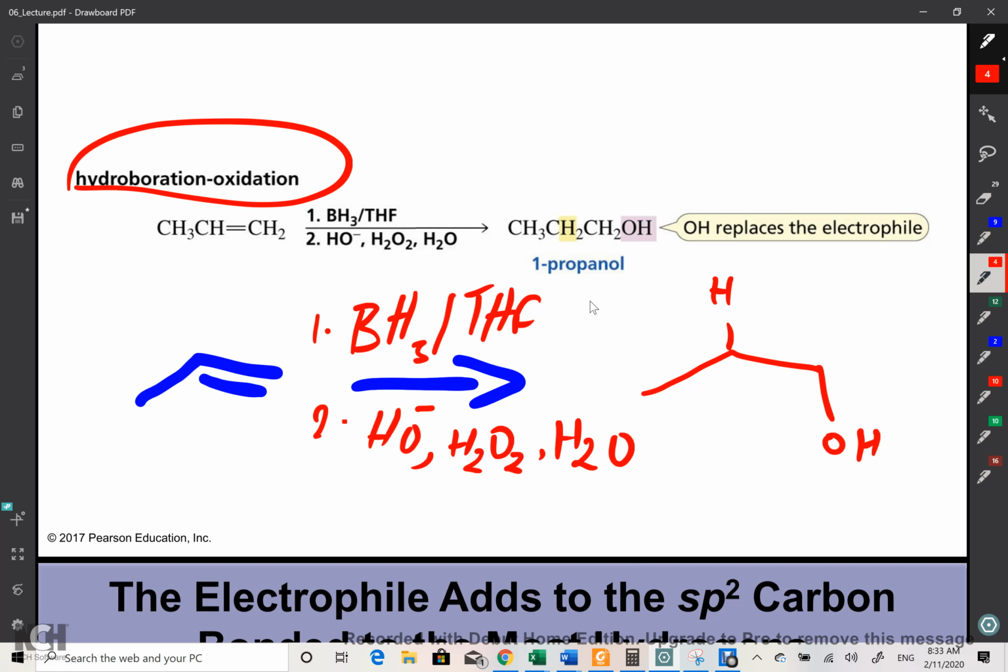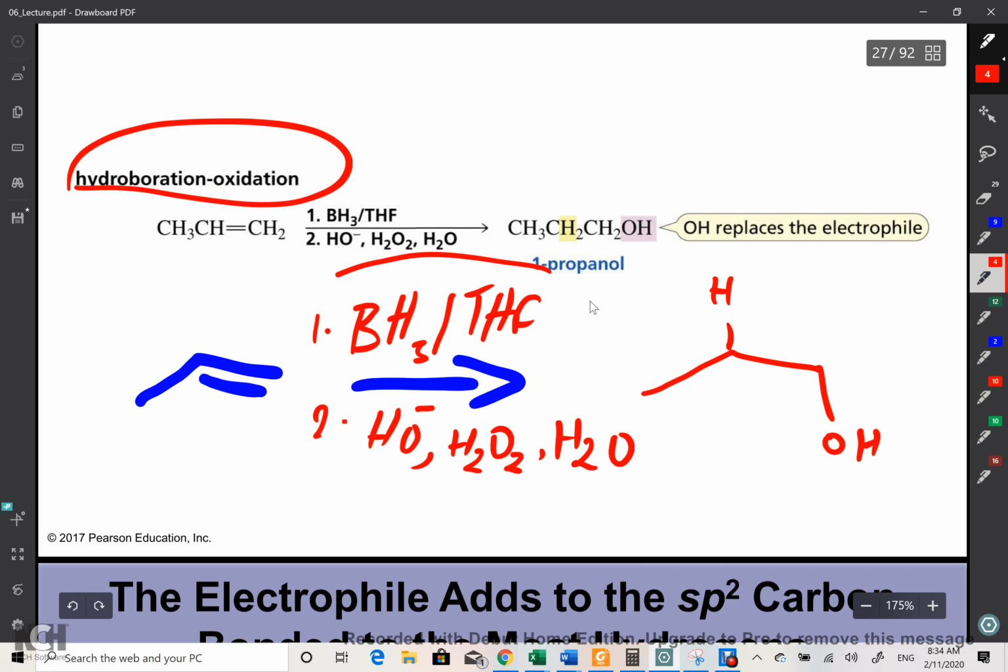So it also leads to the formation of an alcohol. So this is a second type of reaction we're seeing in this class that leads to the formation of an alcohol. The first one is if you react with water and an acid, that will lead to the formation of the alcohol. The second one, if you react it with the hydroboration reagents.